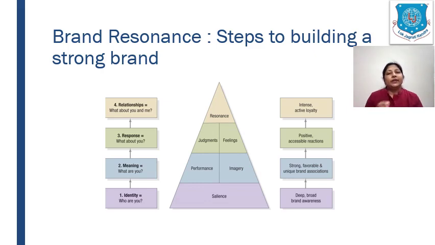Now this brand equity model illustrates 4 steps and 6 building blocks. As you can see in the figure itself, the 6 building blocks are salience, performance, imagery, judgments, feelings, and resonance. The business should take these steps in order to develop a successful and strong brand. The brand resonance model views brand building as a series of steps taken from the bottom to the top, in ascending order. Now these steps can be described as below.